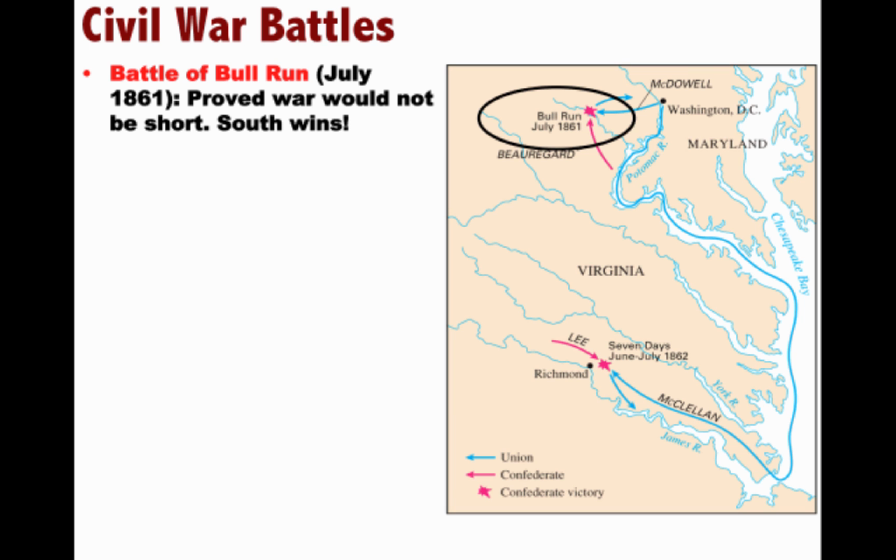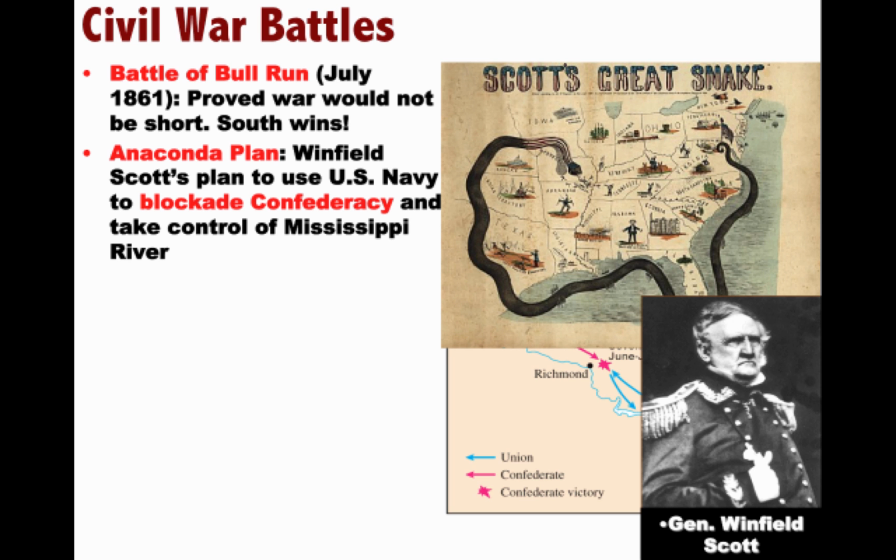Basically proves the war would not be a short war. The South wins the fighting at Bull Run. In fact, in the beginning years of the war, the South is winning a lot of the early battles.